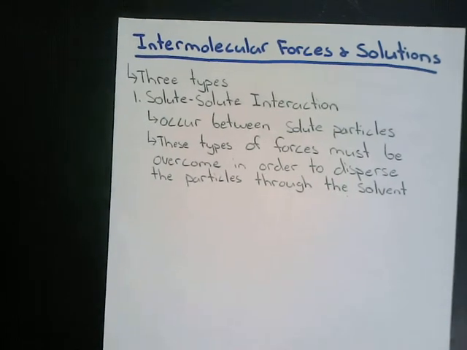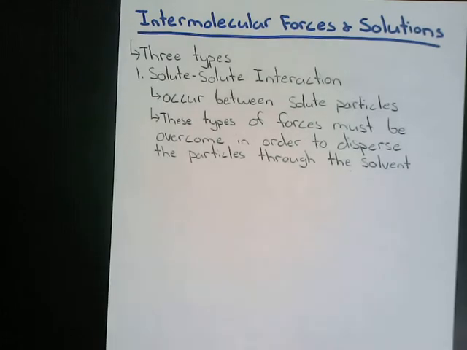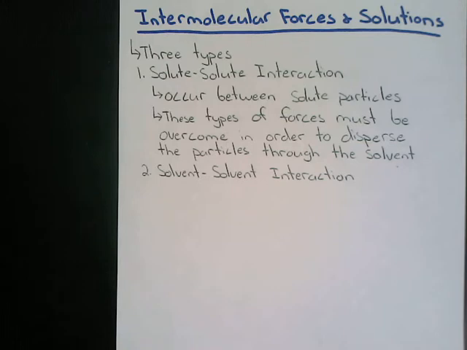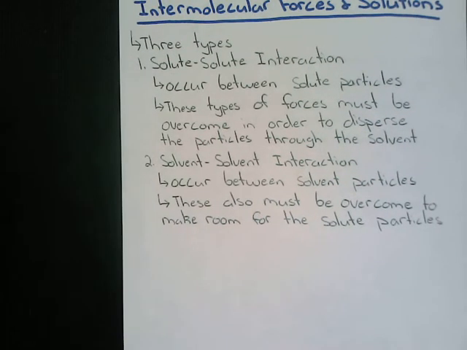Now, the second type of interaction involved in a solution is a solvent-solvent interaction. And now these occur just between these solvent particles. These solvent-solvent interactions also must be overcome to make room for the solute particles in the solvent. Now, in our example, the solvent-solvent interaction would be the interaction of those polar water molecules interacting with the other polar water molecules.